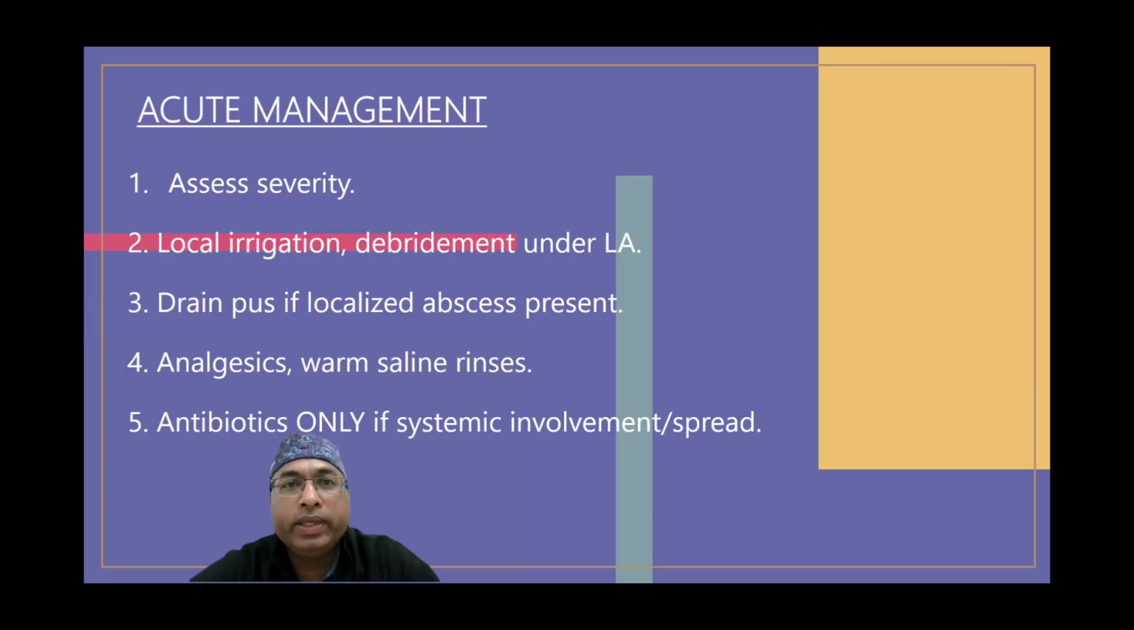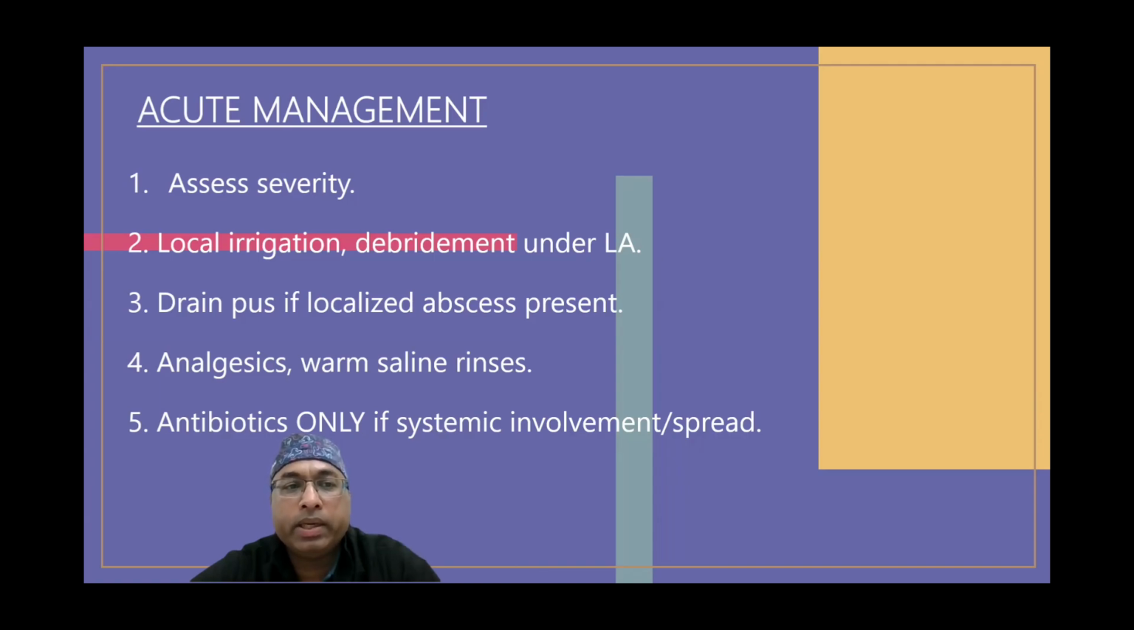For the management of the acute lesion, you should assess the severity of the condition. One can always start with local subgingival irrigation using different irrigants like normal saline or mouthwash, and then look after the debridement of the pericoronal abscess under local anesthesia. One can drain the pus if a localized abscess is present using different types of curettes under local anesthesia, of course. And finally, one can prescribe analgesics and warm saline rinses.